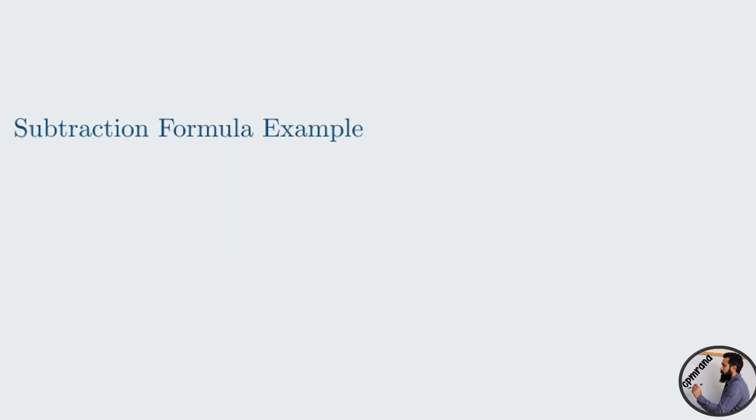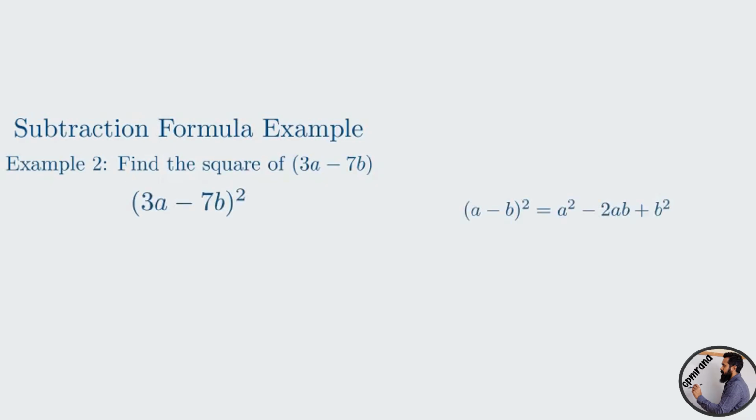Now, let's look at an example using the subtraction formula. We need to find the square of 3a minus 7b. Writing this as a squared quantity, we see it fits the form of a minus b squared.